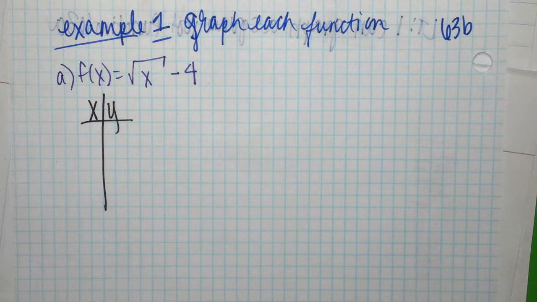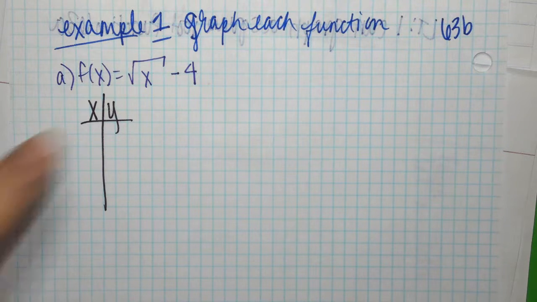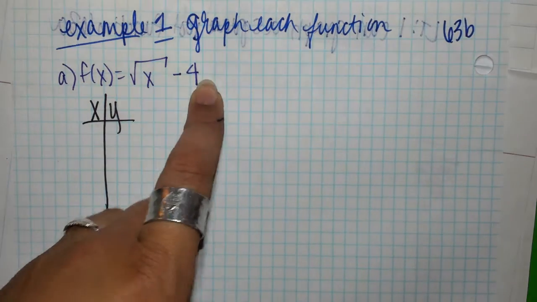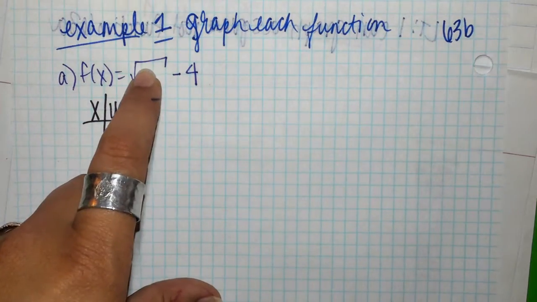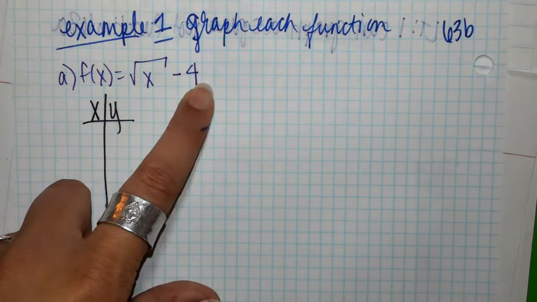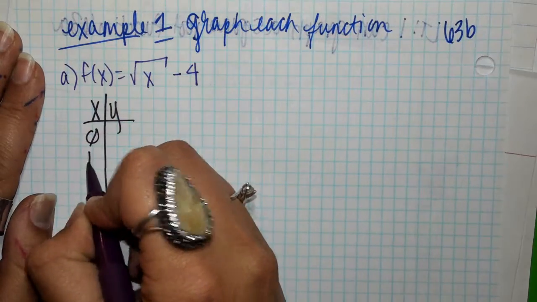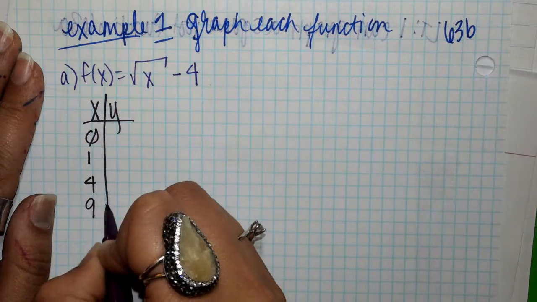Okay, so what we're going to do first is we're going to plug in our perfect squares. Now, can we plug in negative numbers? No, because this minus 4 is on the outside. This is the square root of x, minus 4, not the square root of x minus 4. They're two different things. So we're going to start with 0, 1, 4, 9.